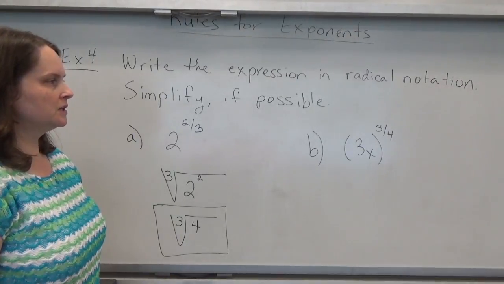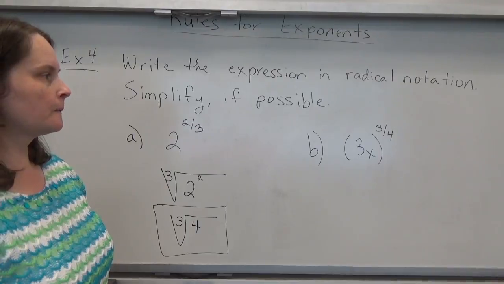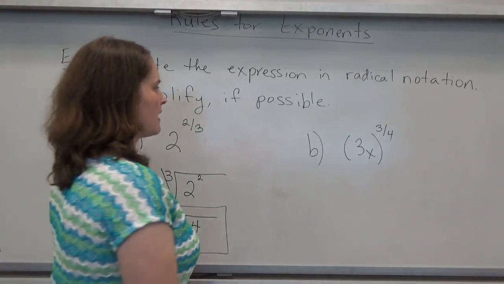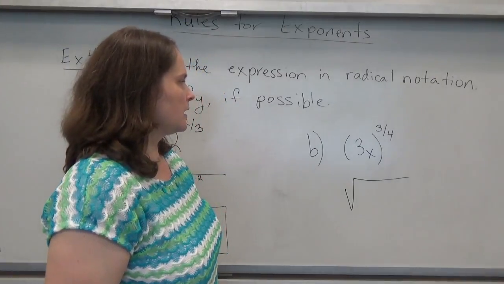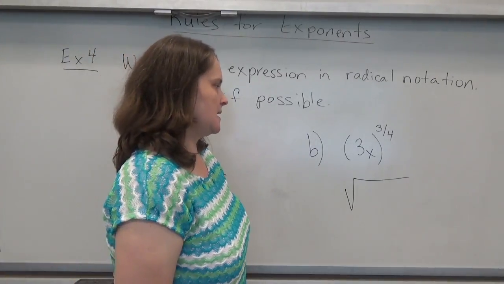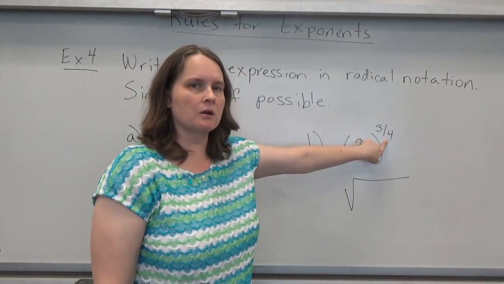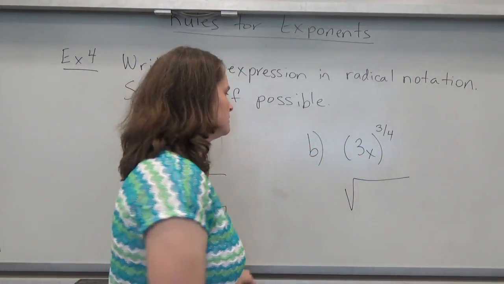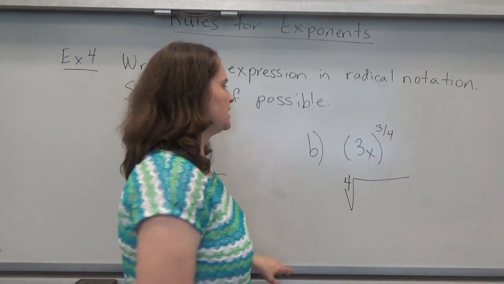Part B, we want to do the quantity 3x raised to the 3/4 power. So we'll go ahead and draw a radical. Okay, what is the index going to be this time? This number comes from this denominator. So I need to put 4 for my index. We've got the 4th root of 3x.